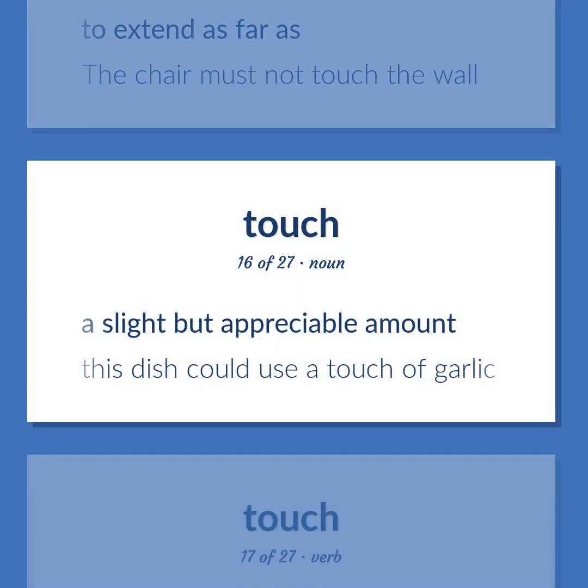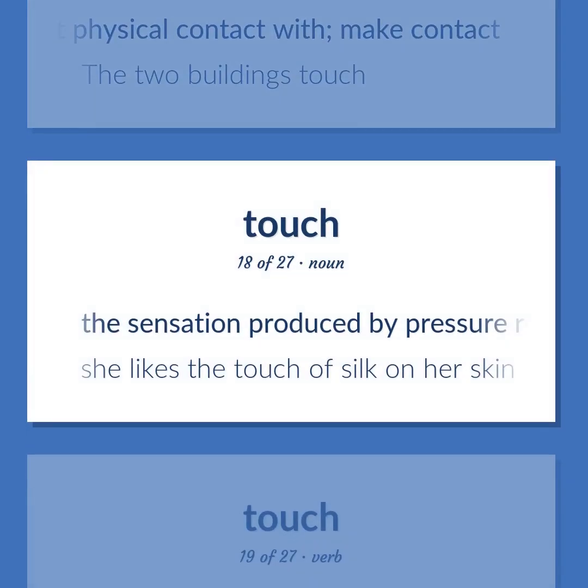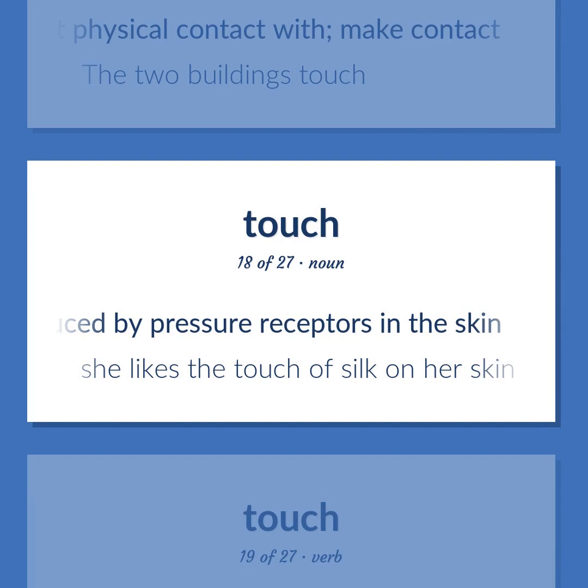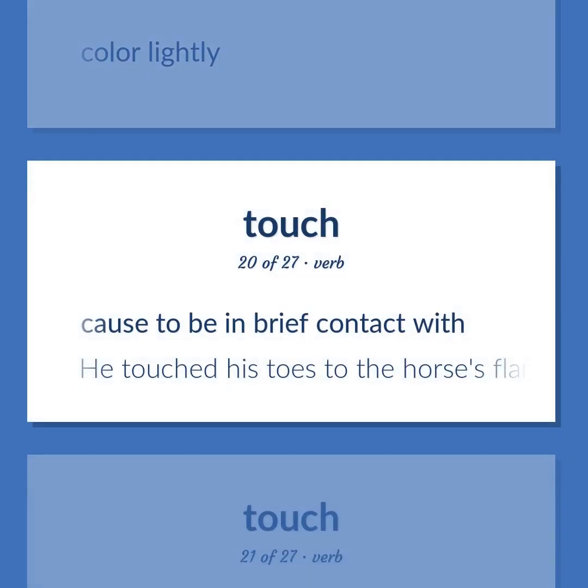A slight but appreciable amount. This dish could use a touch of garlic. Be in direct physical contact with. Make contact. The two buildings touch. The sensation produced by pressure receptors in the skin. She likes the touch of silk on her skin. Color lightly. Cause to be in brief contact with. He touched his toes to the horse's flanks.